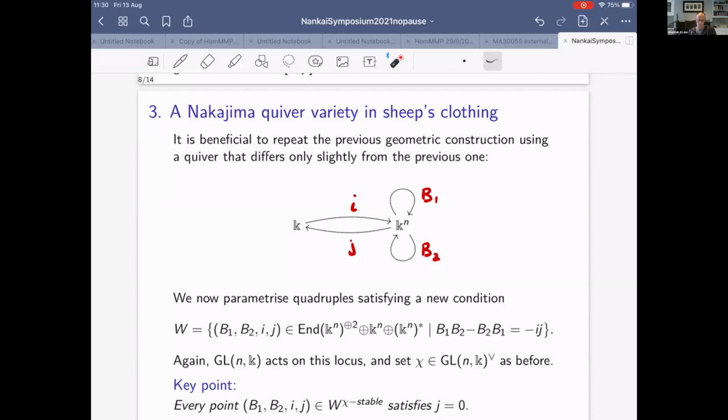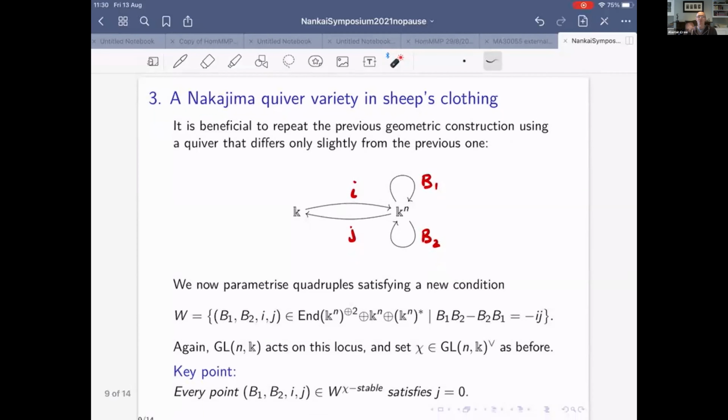This again is some sub-scheme of this vector space. GLN acts, again, I can choose exactly the same character as before. And there's this really, really cute result. Thing to note, that if I have a quadruple, if it's chi-stable for exactly the same character as before, it turns out that adding this map J did absolutely nothing at all. It's the 0 map. And in particular, if it's the 0 map, we're effectively dealing with something in Z chi-stable. In other words, a point that we were considering before.